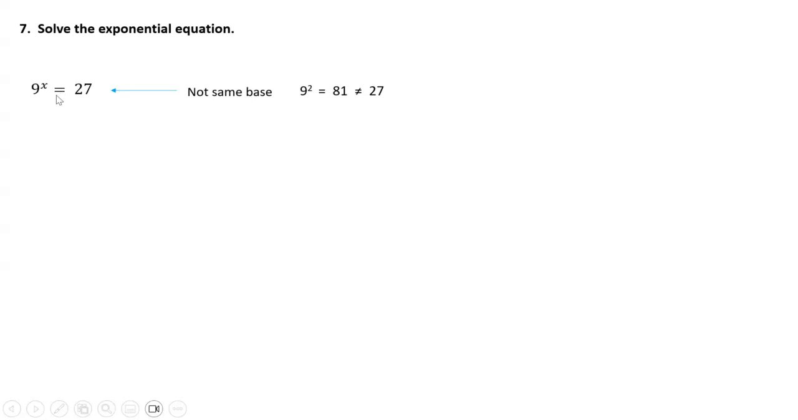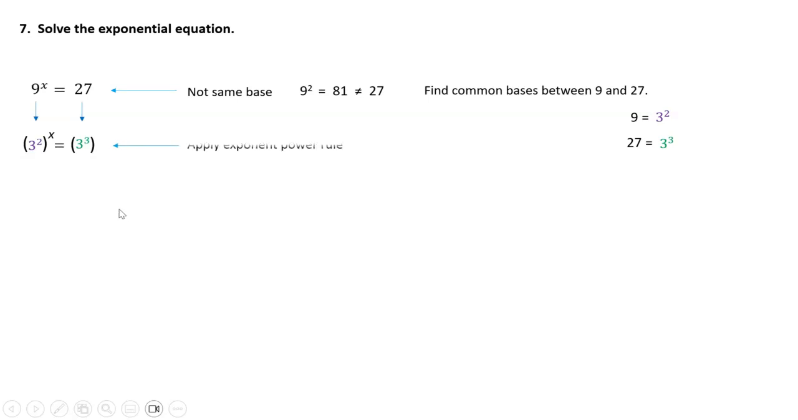So let's downgrade to a 3. Find the common base between 9 and 27. So I know that 3 squared is 9 and 3 cubed is 27. Now they share the same base, which is 3. So I'm going to substitute 3 squared where the 9 is, and bring down the exponent, and I'm going to substitute 3 cubed for the 27. Now here, guys, I'm going to apply the power property, or the exponent power rule, which means when you have a power to a power, we multiply the powers.